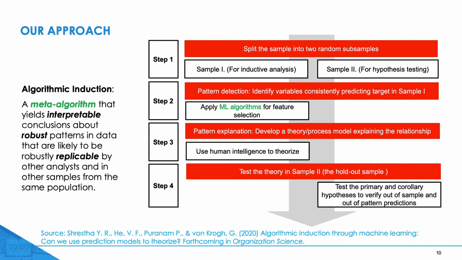And one thing to note is that although we only use machine learning algorithms in step 2, the whole process, we consider the whole procedural and meta algorithm that can help you produce interpretable conclusions about robust patterns, and the patterns are likely to be replicable by other analysts and in other samples from the same population.